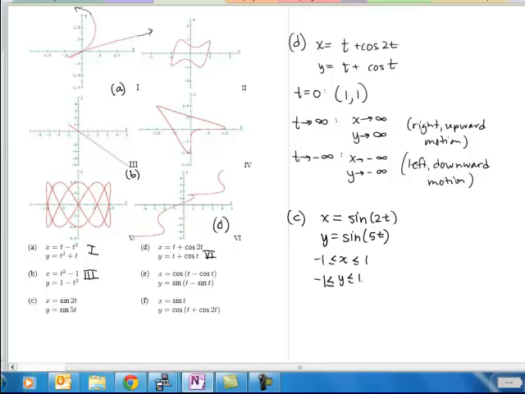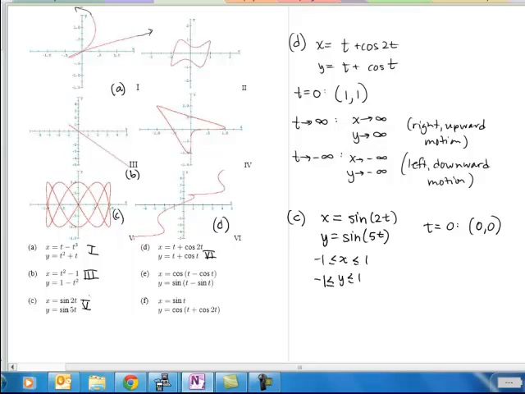Thinking about other techniques we've looked at, we can see this graph goes through 0, 0, and the others don't. So we could say when t equals 0, it doesn't have to be just when t equals 0, but that's what it happens to be here. t equals 0 would give us the point 0, 0, which means that the only graph that's left that goes through 0, 0 is graph 5. So this must be C.